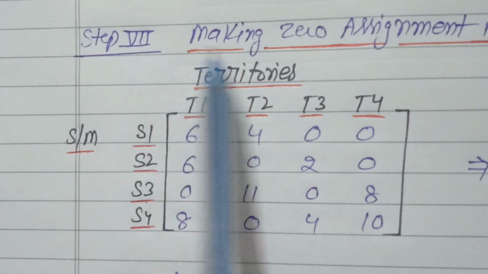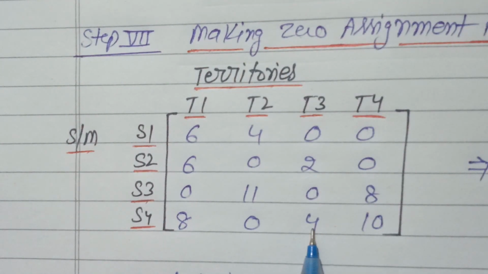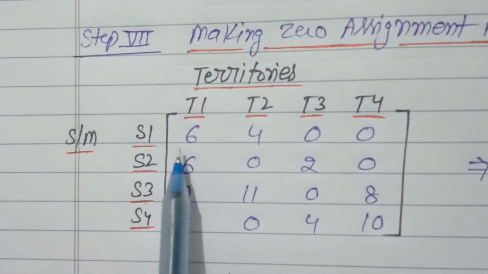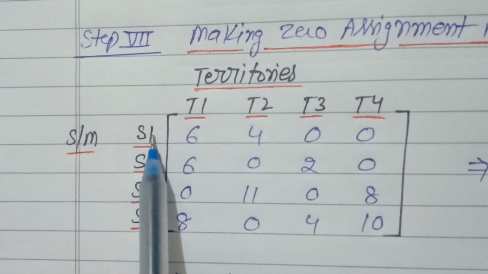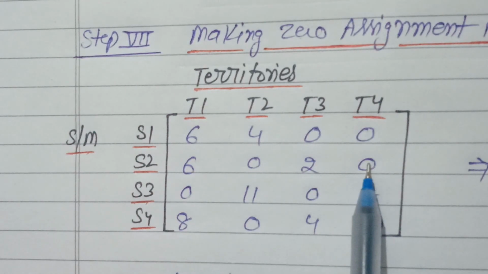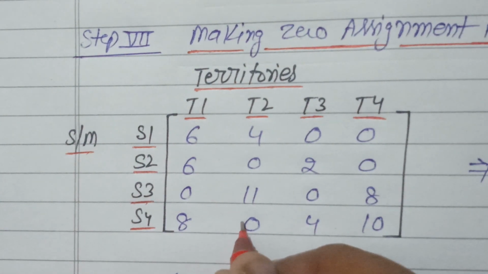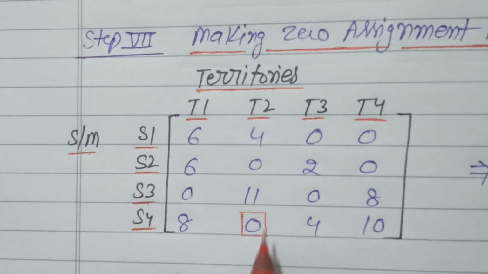Now this is step 8 and we are now making 0 assignment to the revised opportunity cost matrix received from the previous step. Again you have to choose the row which is having a single 0. Row 1 has two zeros, row 2 again has two zeros, row 3 again has two zeros. Now you will see that row 4 has a single 0, so we can make an assignment to this row.